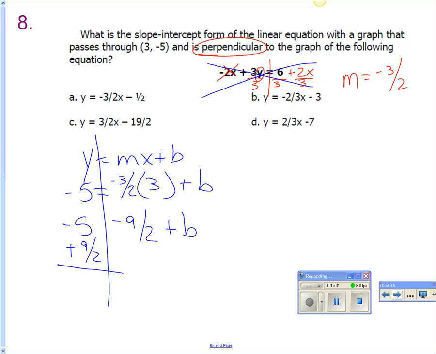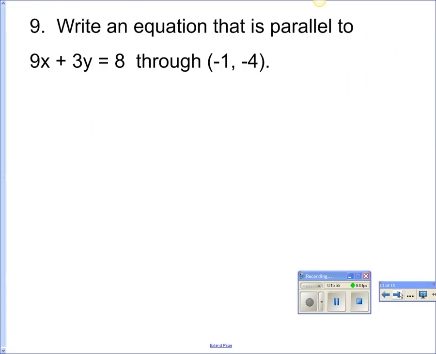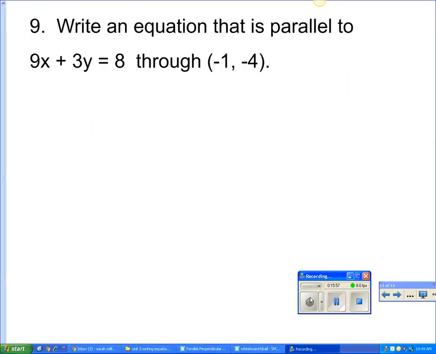Andrew, calculator. And what are we getting? -1/2 is your B, okay? Gavin, A, B, C, or D? A. Okay. So you're gonna have to use math enter on these. Okay. All right. Number 9.